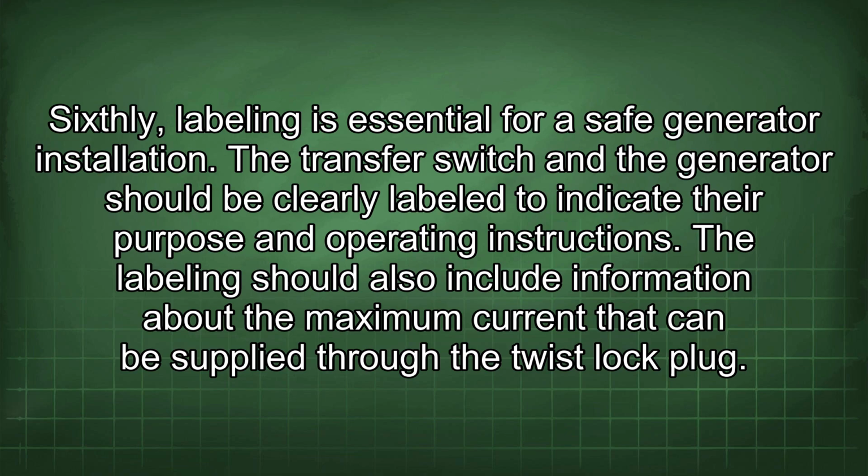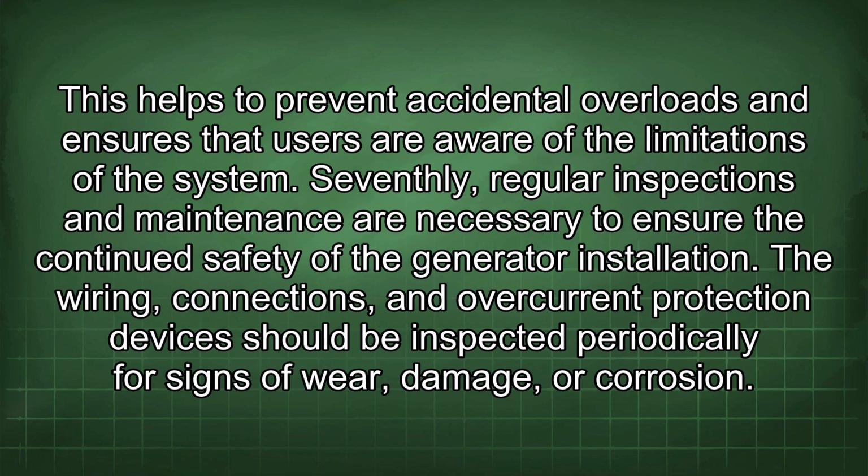Sixthly, labeling is essential for a safe generator installation. The transfer switch and the generator should be clearly labeled to indicate their purpose and operating instructions. The labeling should also include information about the maximum current that can be supplied through the twist lock plug. This helps to prevent accidental overloads and ensures that users are aware of the limitations of the system.